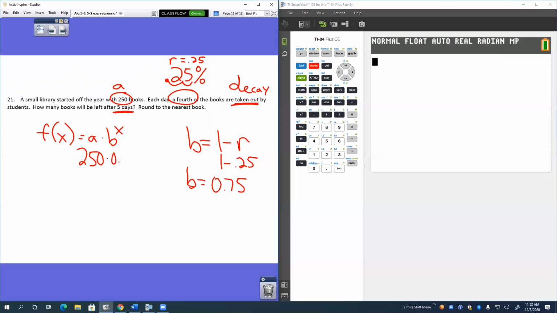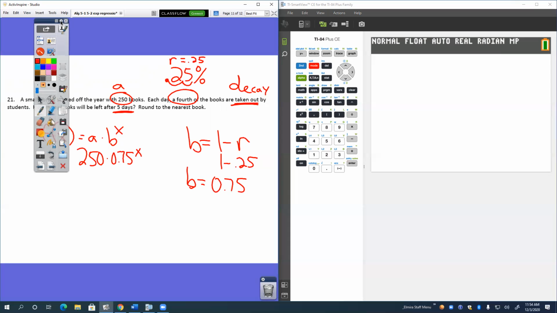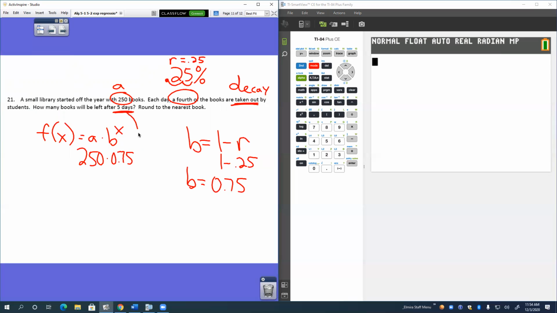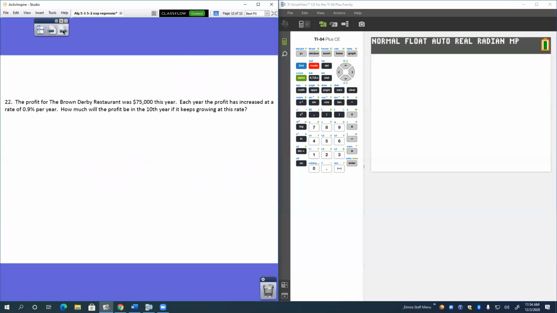So times 0.75 to the x power, but it's not to the x power. It is to the 5th power because it says 5 days. So you're going to type this right into the calculator. 250 times 0.75 to the 5th power. You're rounding to the nearest book. So our answer would be 59. One more, last one. Try this one.